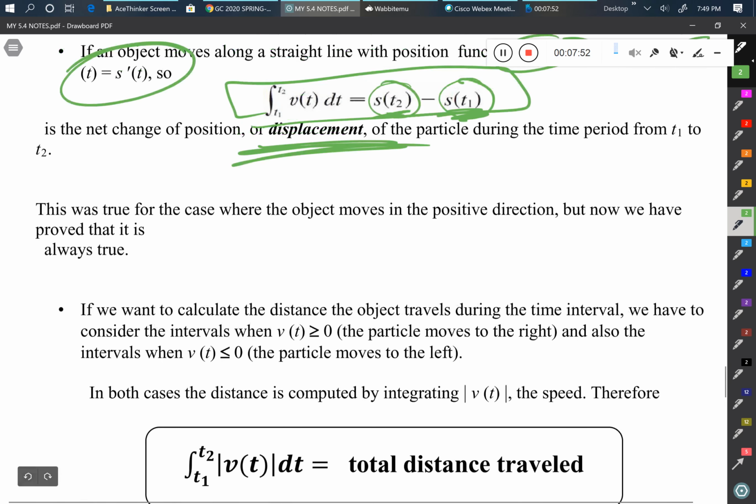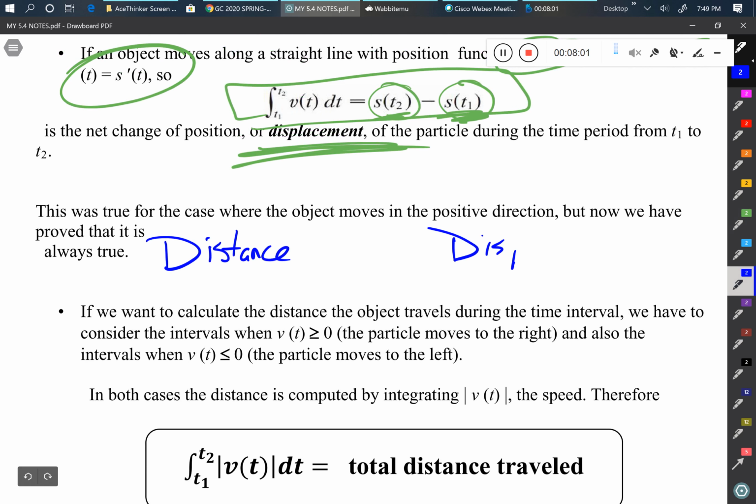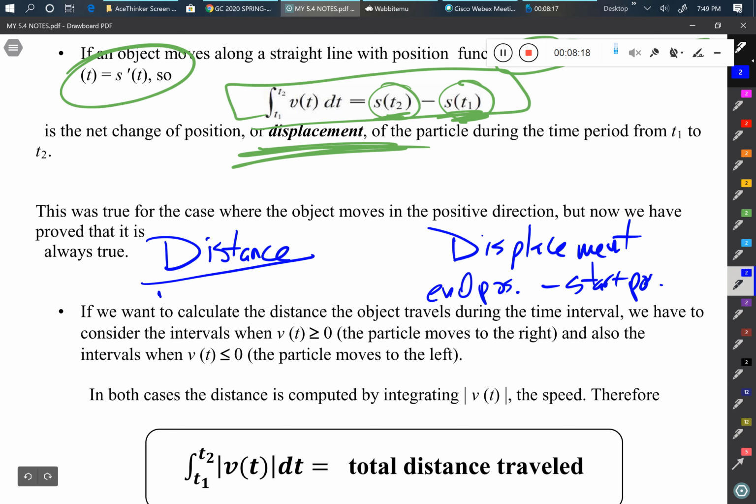Now, think back to when we talked about objects before. Do you remember the difference between these two words? Distance versus displacement. End position minus start position is displacement. Distance traveled, we have to find the left, the right, and add them up, right?